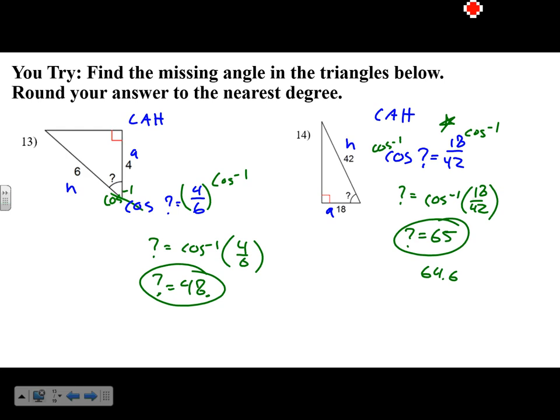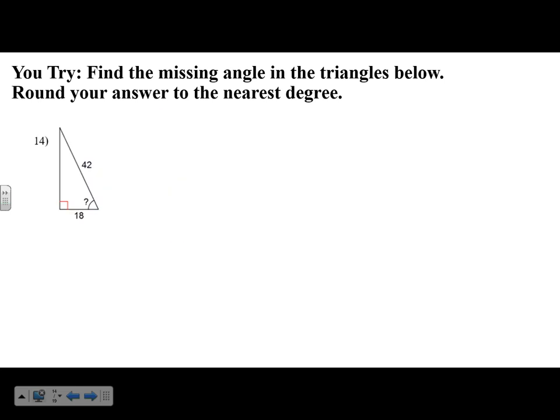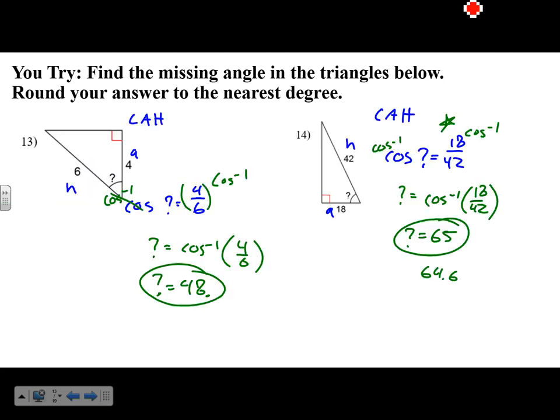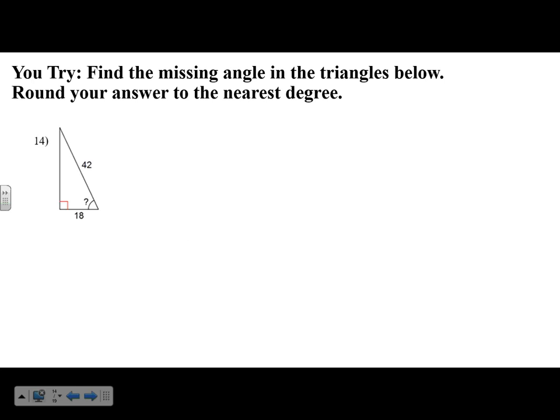I should have done a better job with this because it looks like all of them are cosine. Oh, sorry, this is 14 again. Already did that one. That's funny.